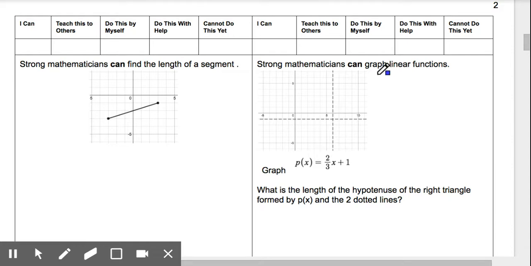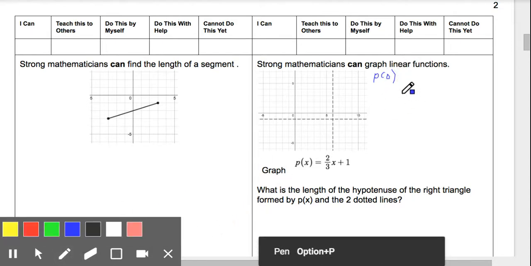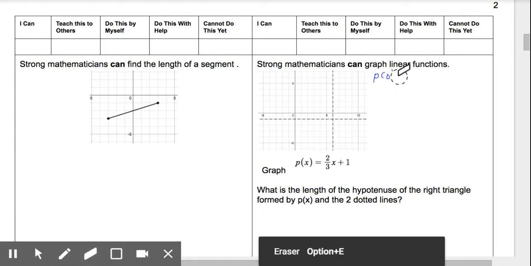I'm going to assign a value to x, and the easiest for me to assign is 0. So I want to find out p of 0. So when x is 0, what is p of x? So that's what we're going to look for.